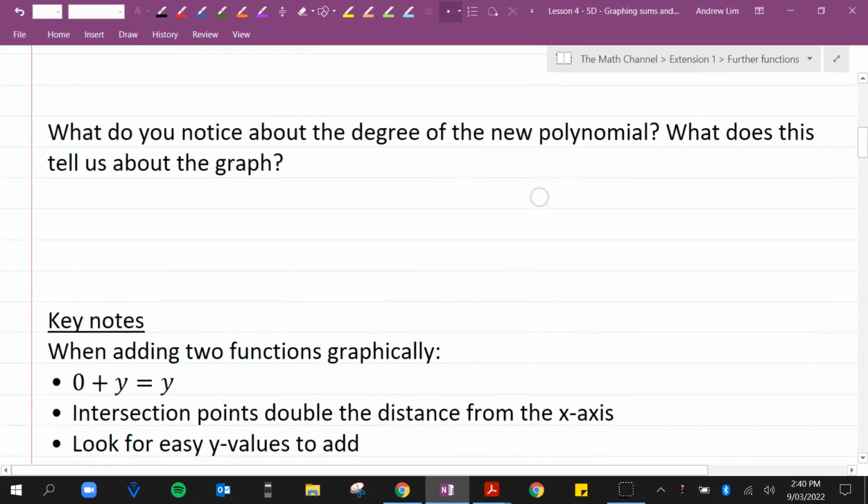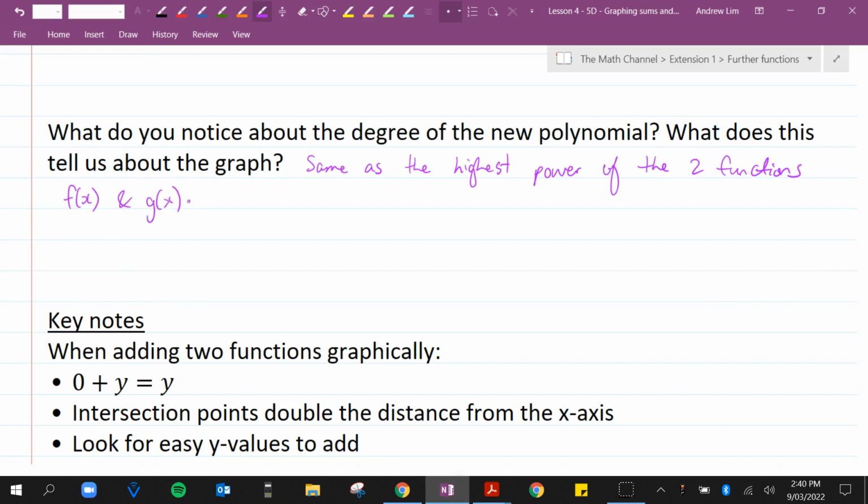So what we can say is that the degree of the new polynomial is the same as the highest power of the two functions, f of x and g of x. And so what does this tell us about the graph? Well, if they are both polynomials, then the graph will be similar to the polynomial with the highest power. Okay?